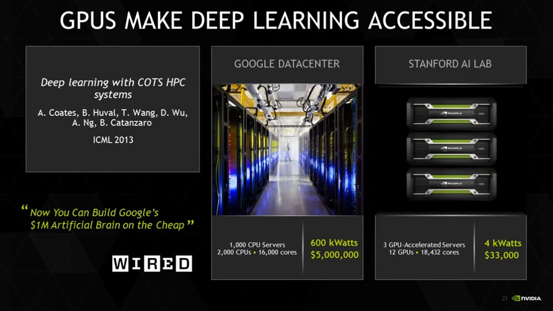Very shortly after, the ICML 2013 paper in the box on the left here was published by the Stanford AI Lab, where they showed that using 3 GPU-accelerated servers, each with 12 GPUs and about 18,500 cores, they could train the same network and achieve the same performance, but they would only use 4 kilowatts of power, and it only cost them $33,000 to build. So GPUs are a very power-efficient and cost-effective solution for training deep neural networks.